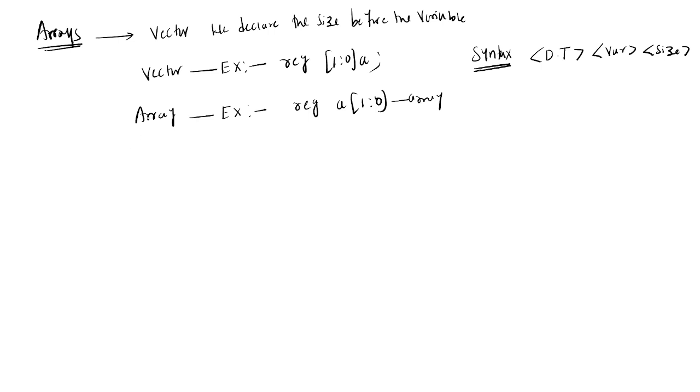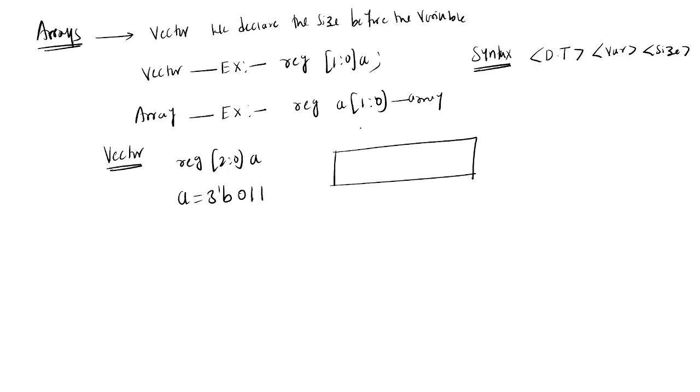Yes, sir. So suppose vectors are there. A vector means suppose you consider range [2:0] a. I am giving 3'b011. How will it store? It will store horizontally, with index 0, 1, 2, and 011 will be stored.